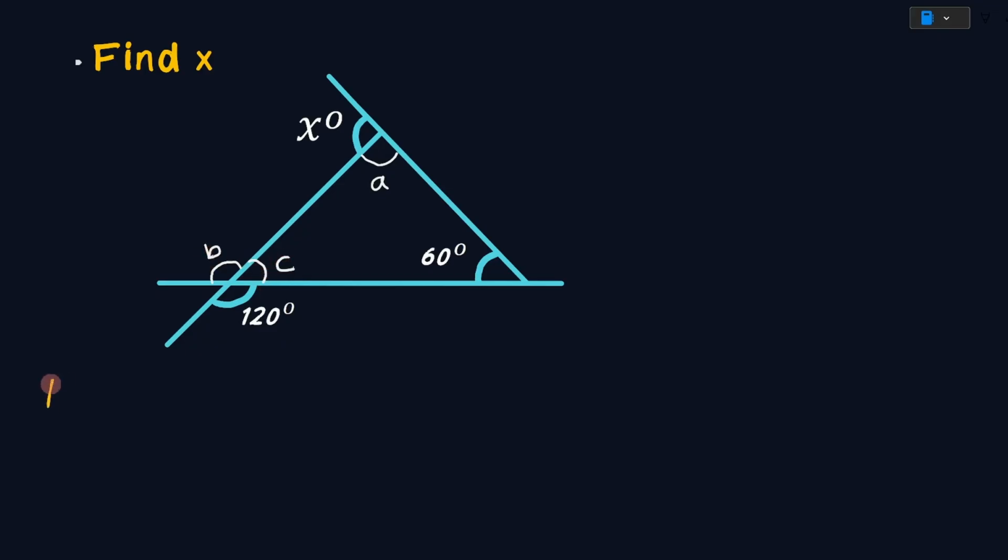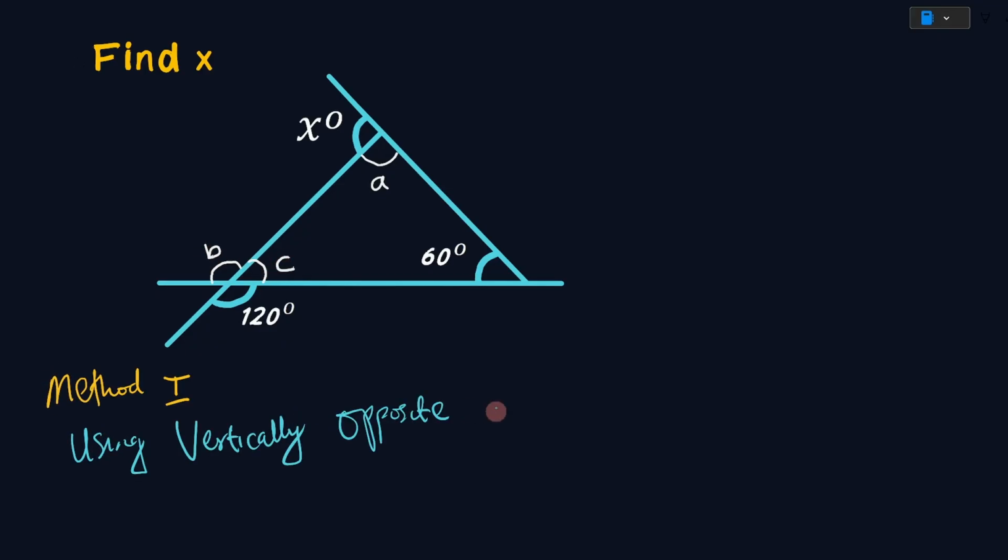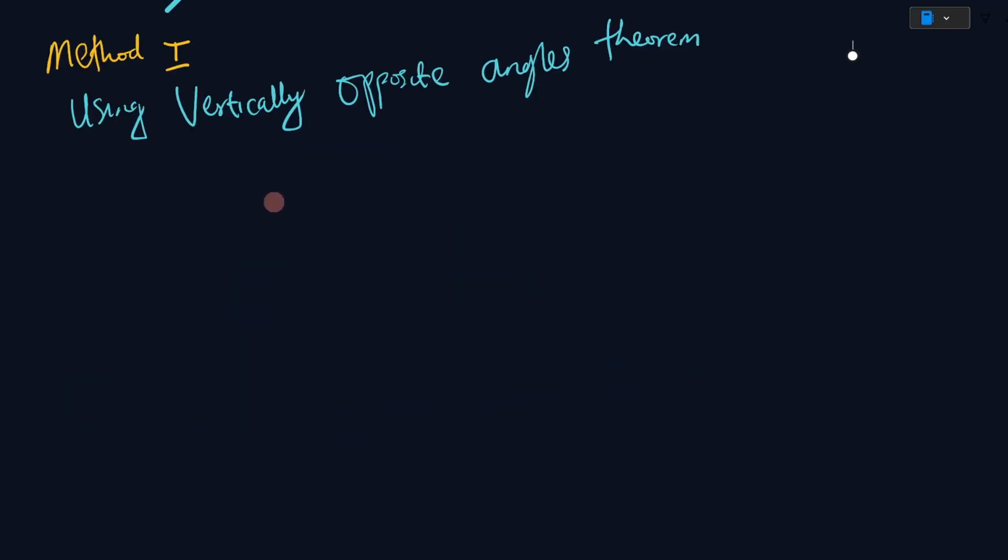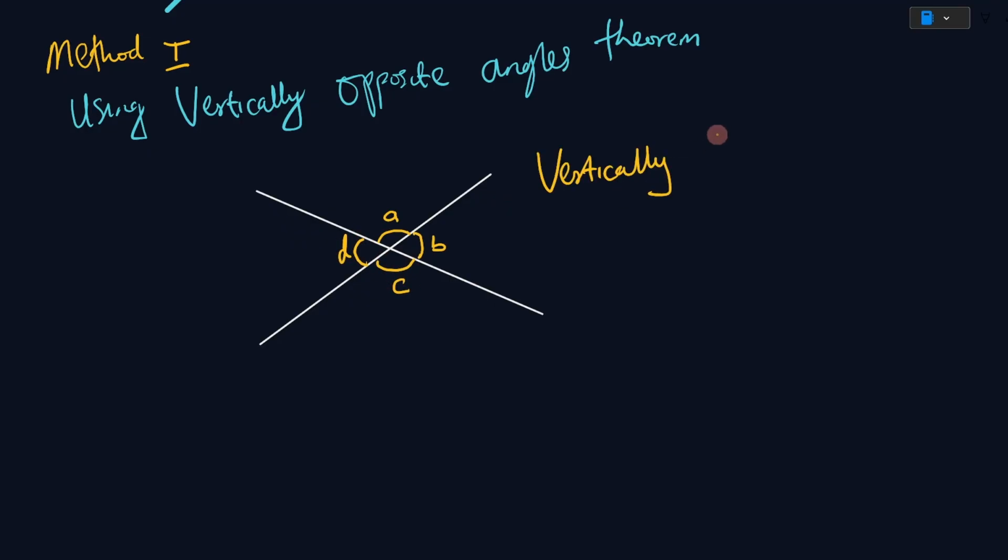Let us look at the first method using the vertically opposite angles theorem. There is a theorem that says if you have two lines that intersect each other, they form four angles. Let's call them angle A, angle B, angle C, and angle D.